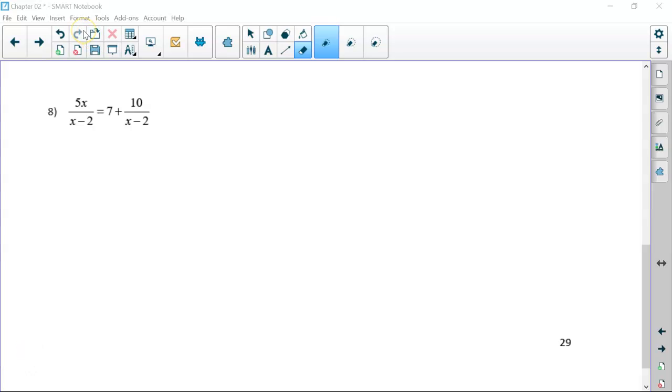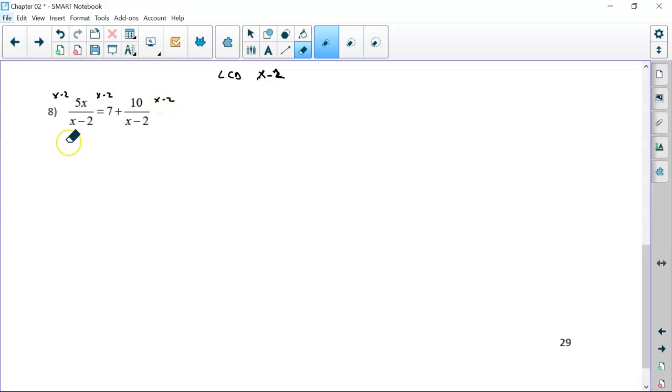Welcome back. We're continuing on with section 2.2.3. We're going to do some more additional problems. So once again, for number 8, we're going to multiply everything by the common denominator. That least common denominator is going to be x minus 2. So now we're going to multiply each term by x minus 2 once, twice, 3 times.